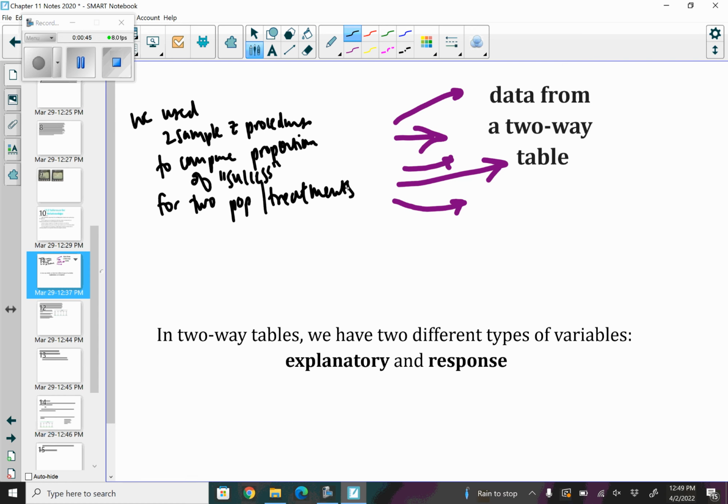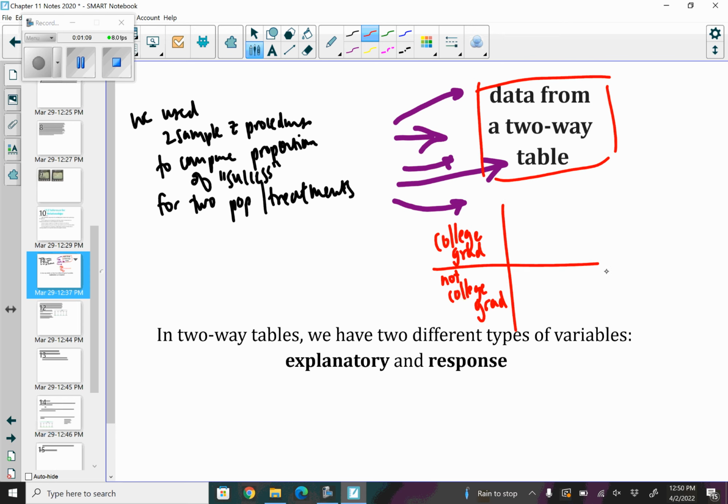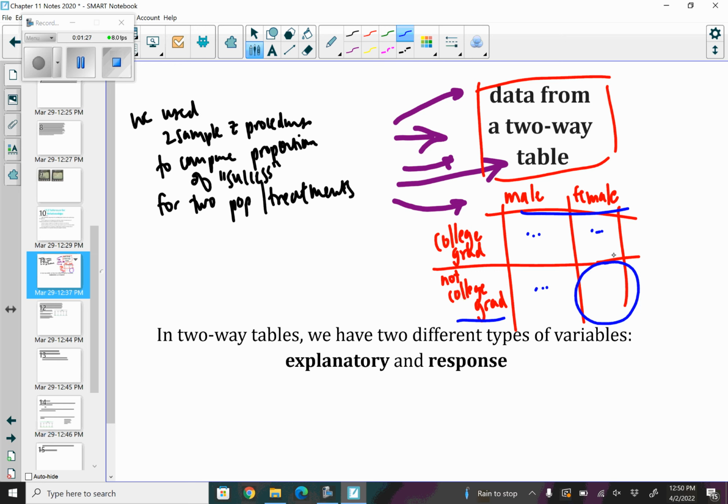And we can use data from a two-way table to do inference for chi-squared. So remember, a two-way table is something like college grad and not a college grad, and then there's another two variables. So let's go male and female. So one variable is gender, one variable is whether or not they're a college graduate, and in the table is a bunch of data that represents, for example, someone who is female but not a college graduate.